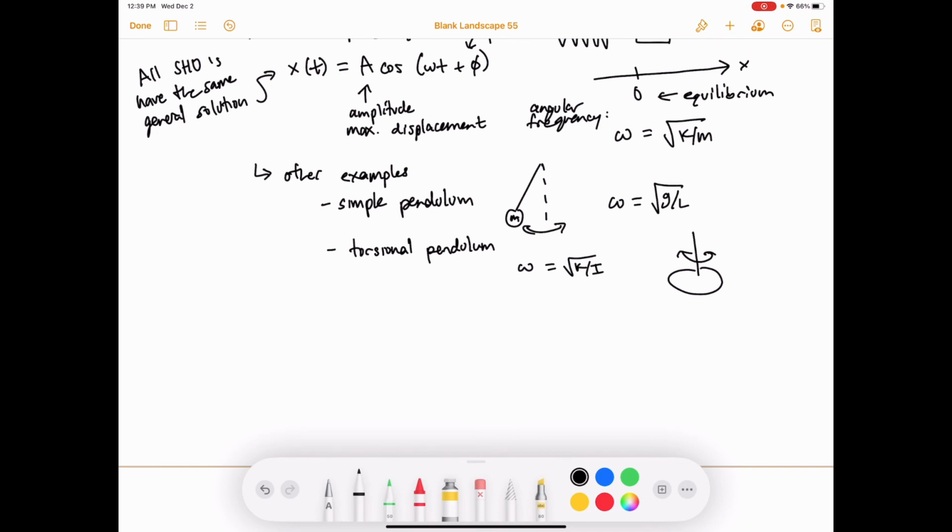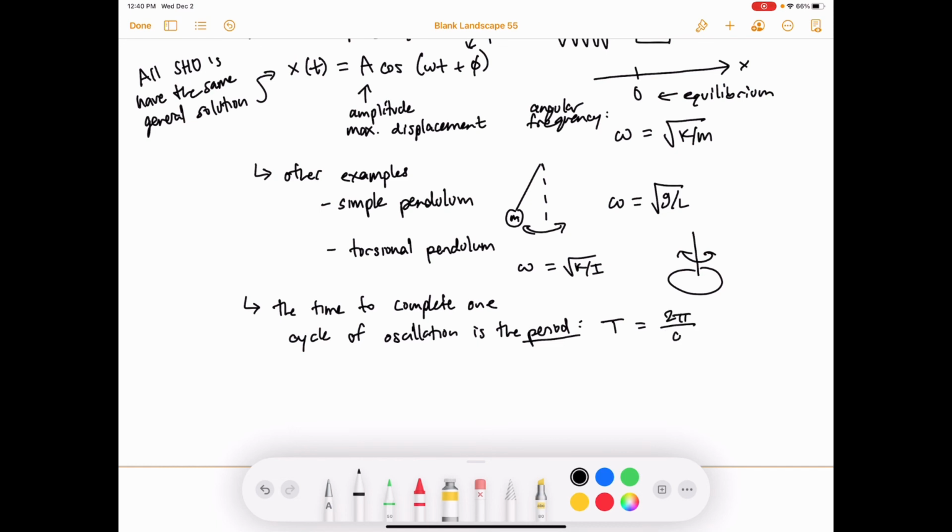Okay, the last thing to say here is that for a simple harmonic oscillator, the time it takes to complete one cycle of oscillation, that's called the period. And T is what we use for the period. That's equal to 2 pi divided by omega.